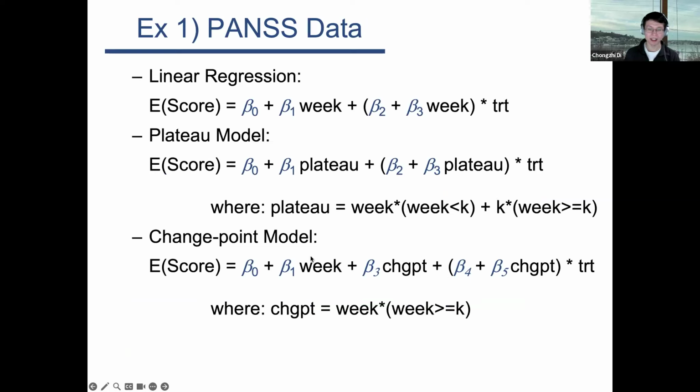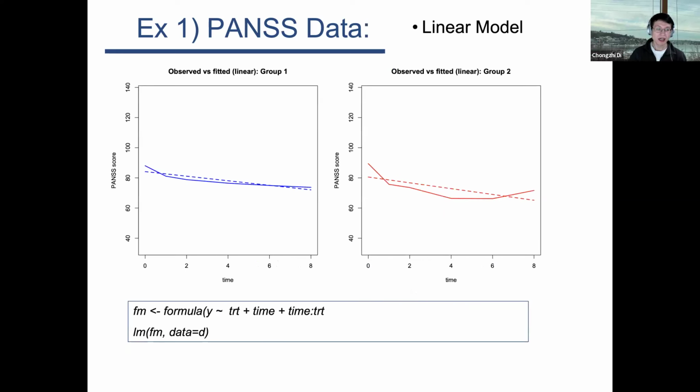So it allows you, using two parameters, to have some slope at the beginning, and then allow the slope to change at a later stage. And again, you could have an interaction of this change point variable with the treatment. So let's try these models and see how they fit the data.